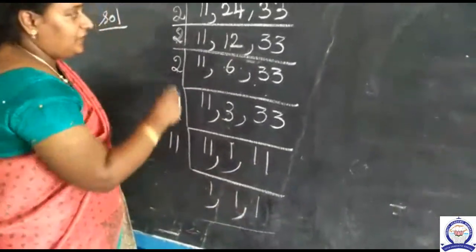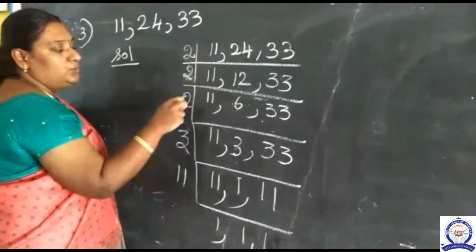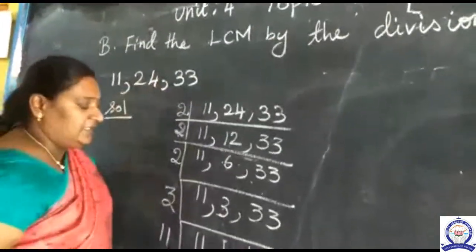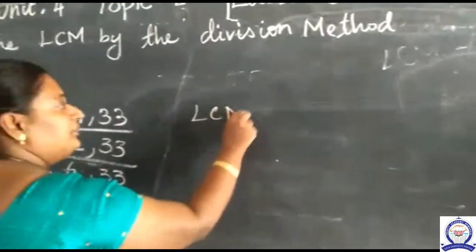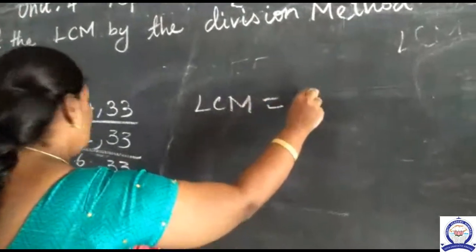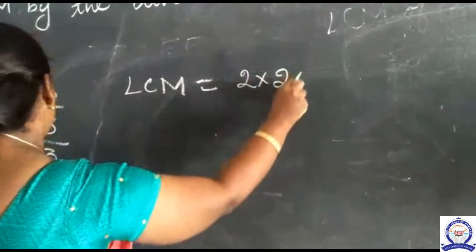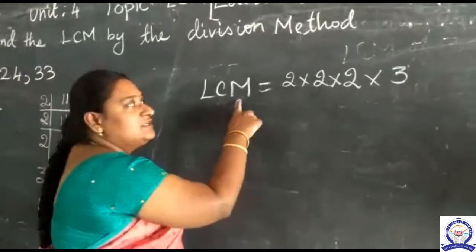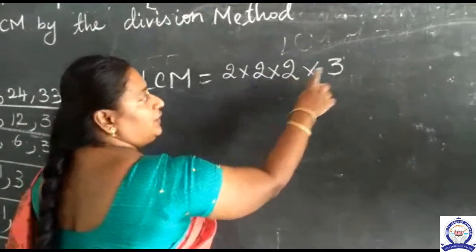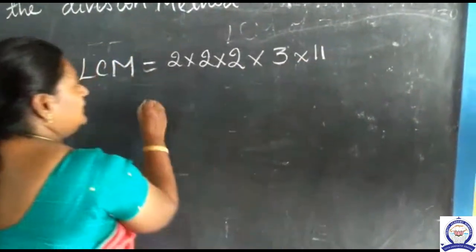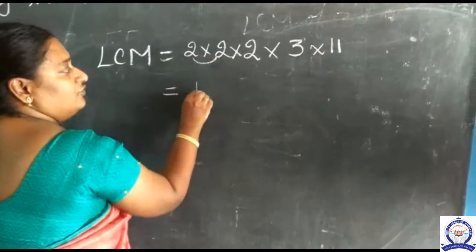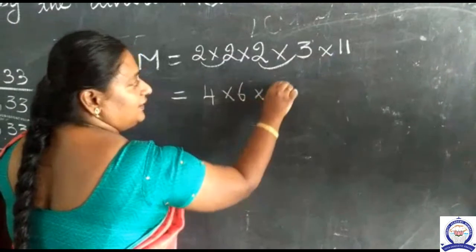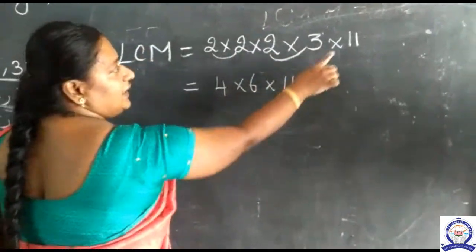This is the last step. We have to multiply 2 into 2 into 2 into 3 into 11. So that is your LCM of 11, 24 and 33. So listen. Therefore LCM is equal to 2 into 2 into 2 into 3 into 11. That is equal to 2 2s are 4, 2 3s are 6 into 11. Multiply the first numbers and keep the last 11 as it is.